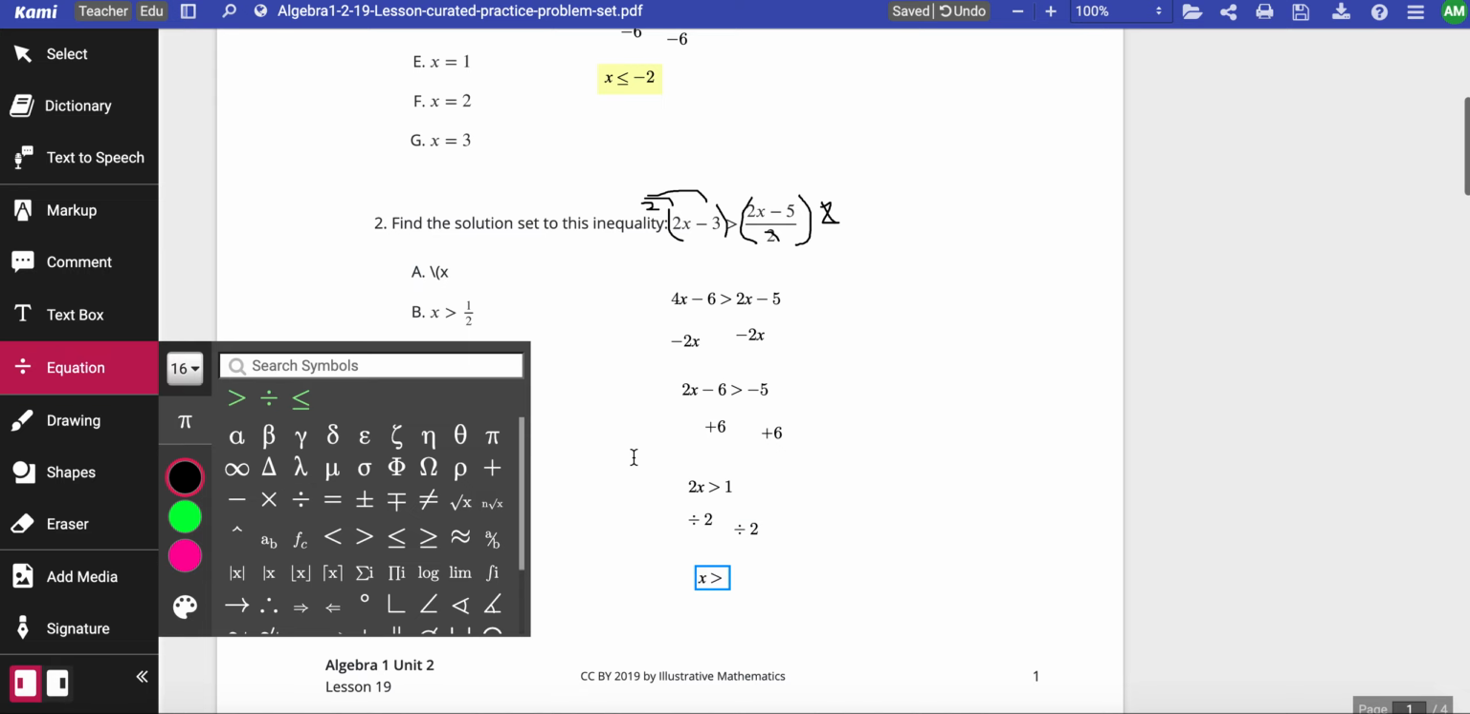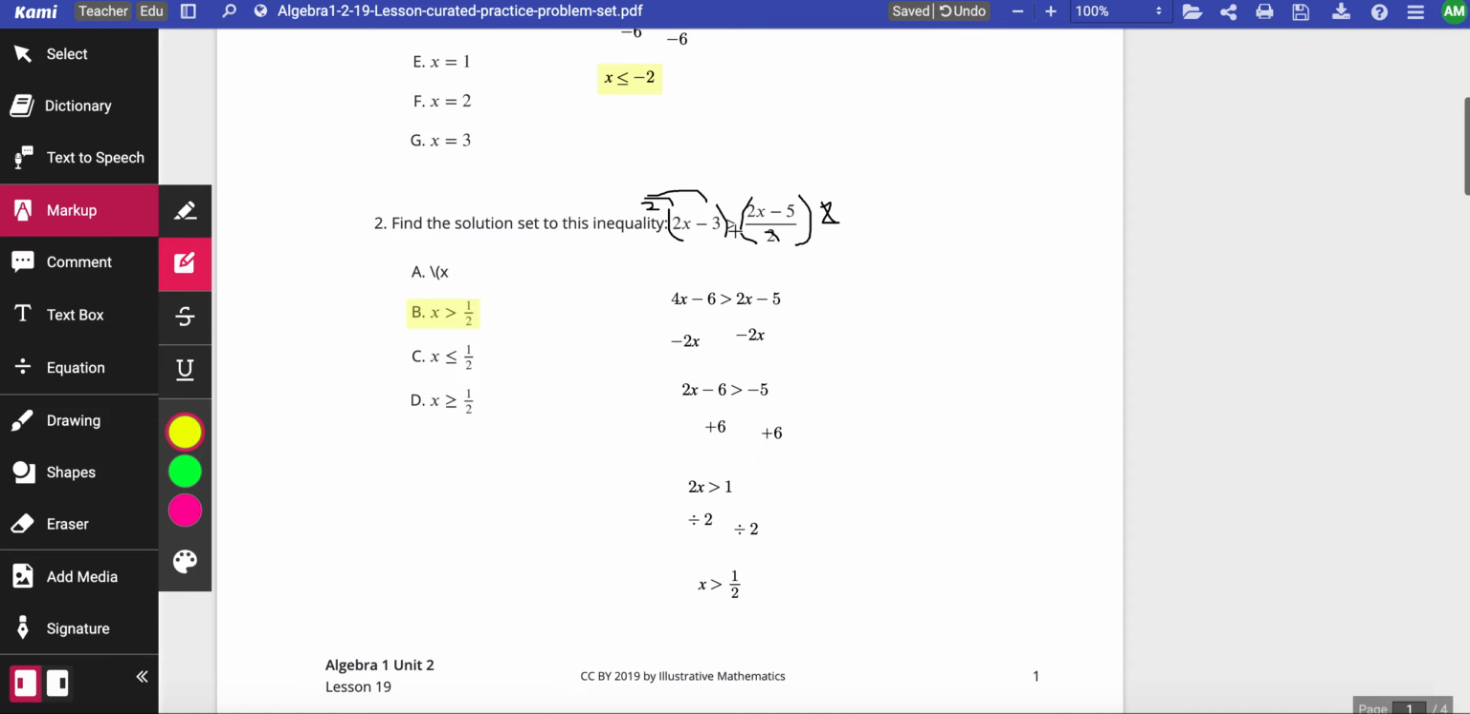You can see A, there was an error, mistake, and you can actually eliminate C and D because they have an equal to, and our original inequality does not have an equal to. So you could actually automatically know that it has to be B.